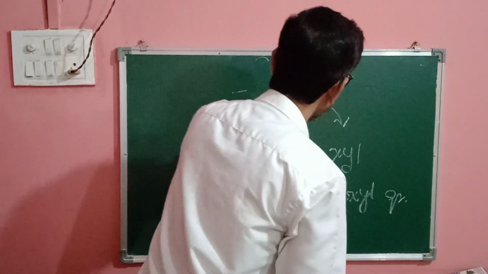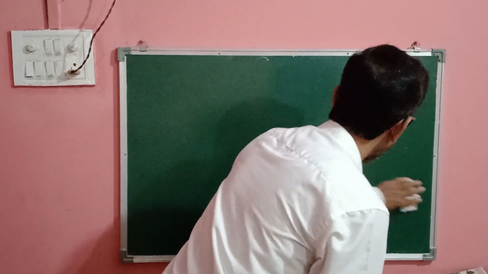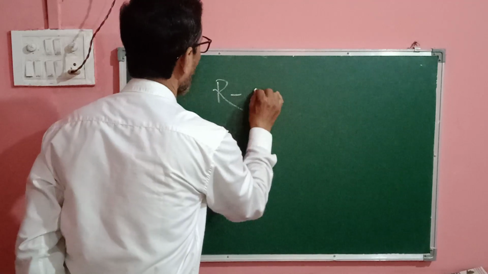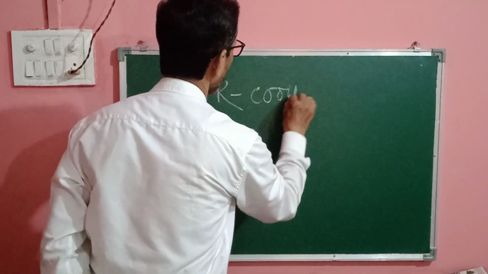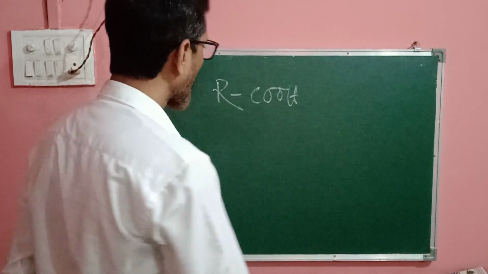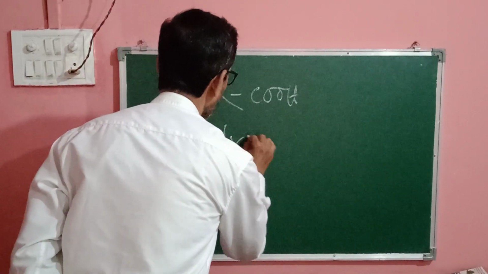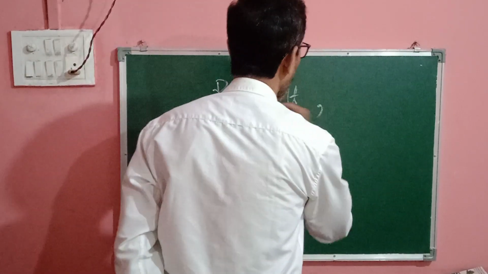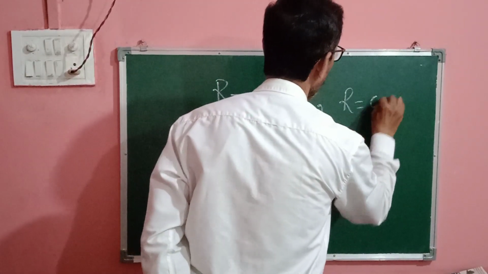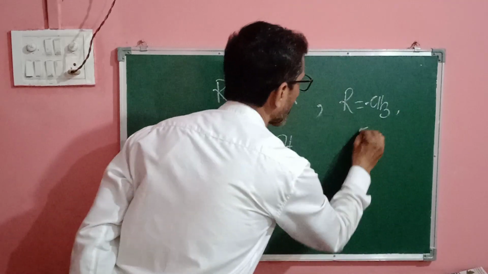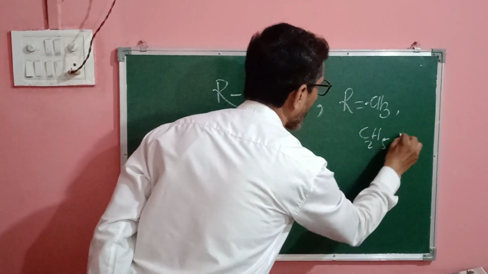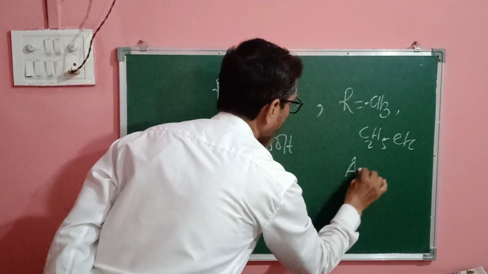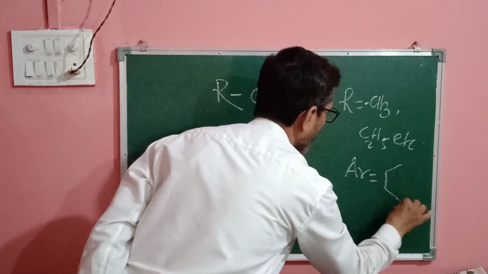So now, carboxylic acid may be of two types: one is aliphatic carboxylic acid and the other is aromatic carboxylic acid. Here R is the alkyl part, may be methyl, ethyl, etc. And here it is aryl, meaning the phenyl part.